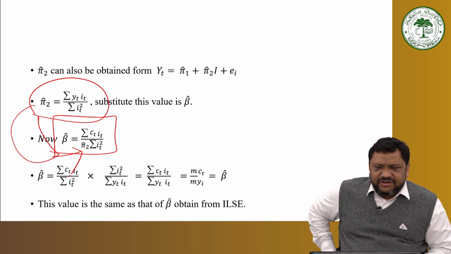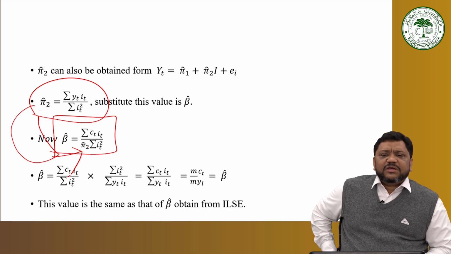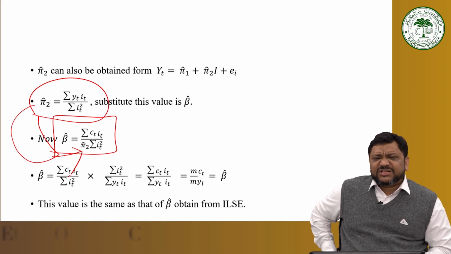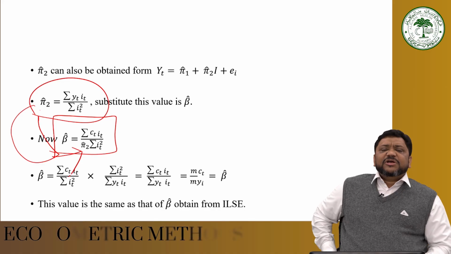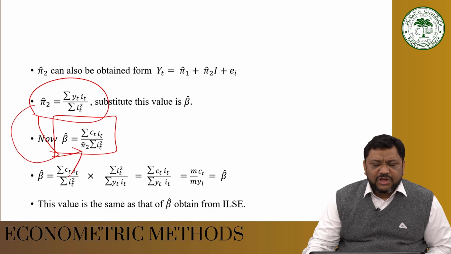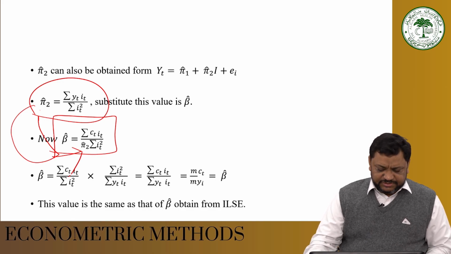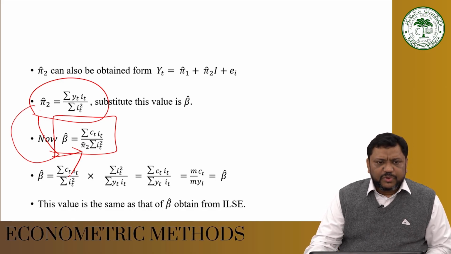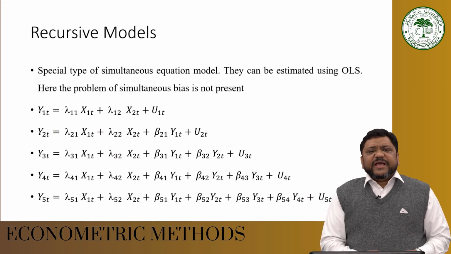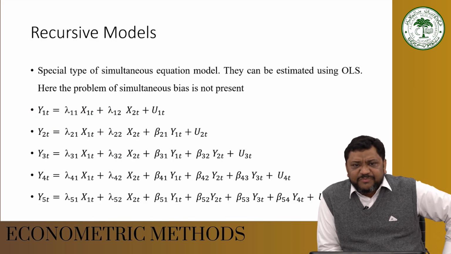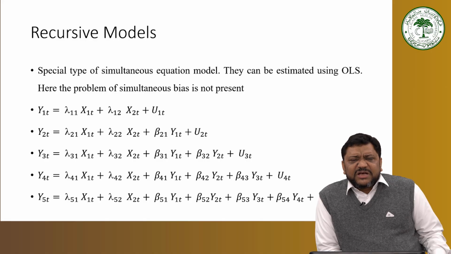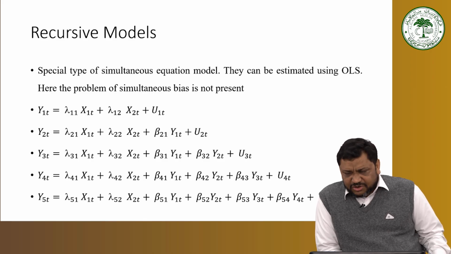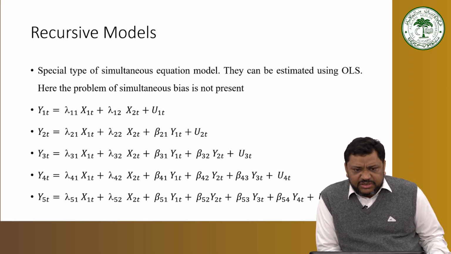So we want to make a statement that if in a model the equation is just identified, then indirect least squares method and two-stage least square method will give identical results. Now we move on to the next, that is the recursive models. Recursive models are a special type of simultaneous equation models. The good thing is they can be estimated by OLS.